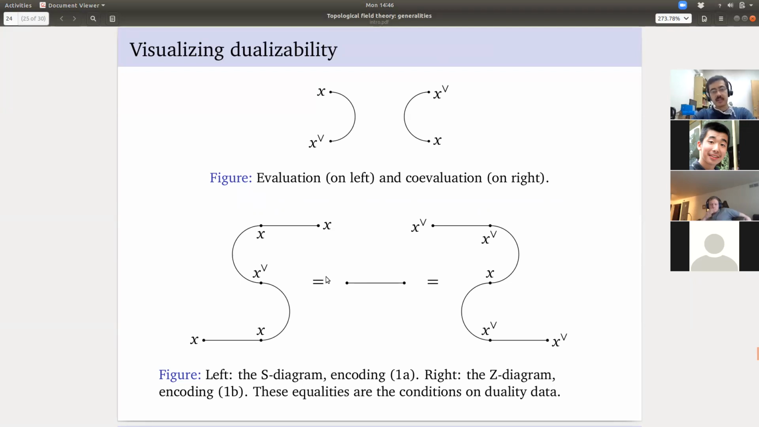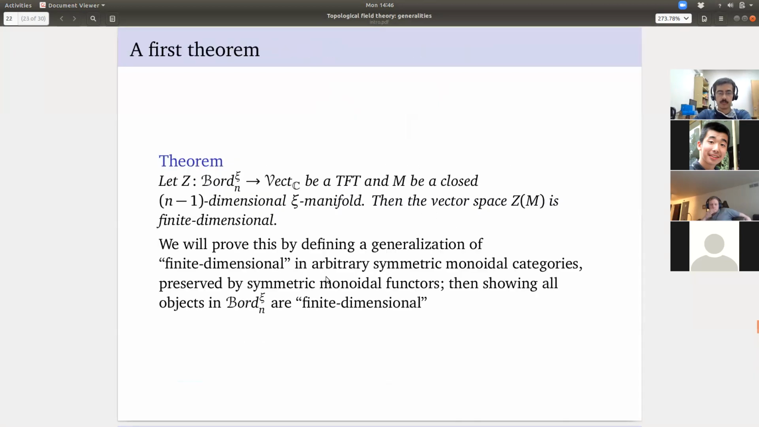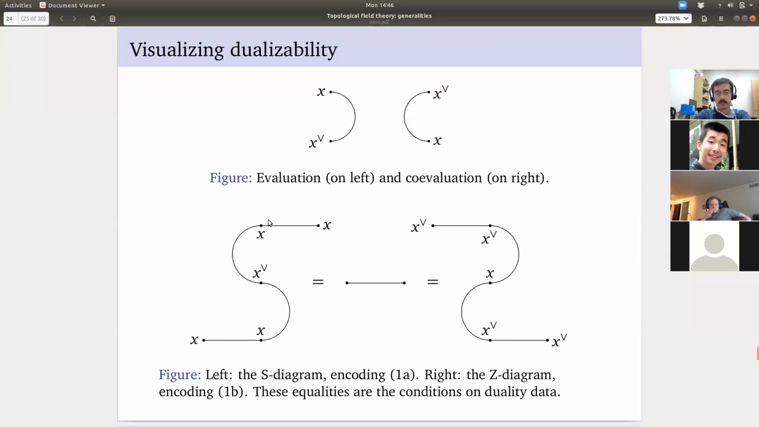So this makes it a little easier for me to just think about those maps. Any questions yet? Yeah, I looked away for a moment and missed the statement of the theorem. What are we proving about Z of M again? Oh, finite-dimensional. Yeah. Okay, great. Thank you. More questions?